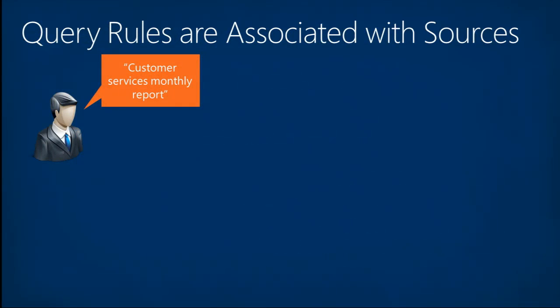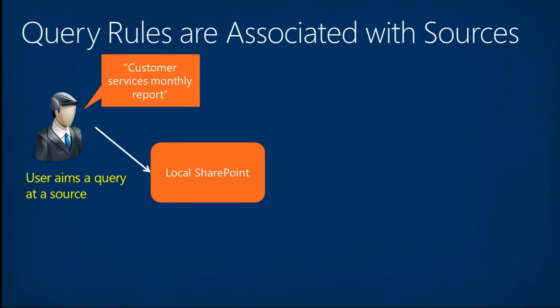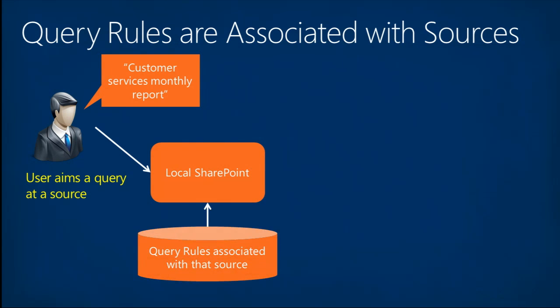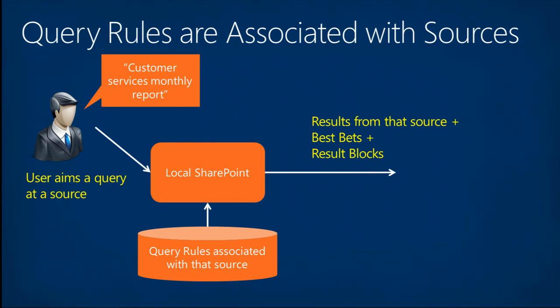How do we actually associate query rules with the user's query? We associate them with the source that the query is aimed at. I apologize for this guy without the eyes, it's a bit spooky. So, when the user aims his query at a source, the query rules will intercept that query, apply themselves, and mix in the results, so that what you get out is the results from that source, as we specified, plus best bets, plus result blocks.